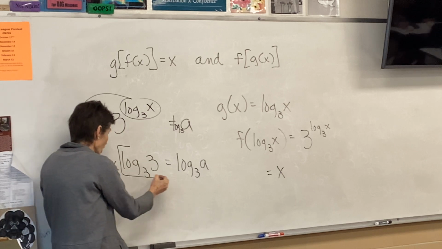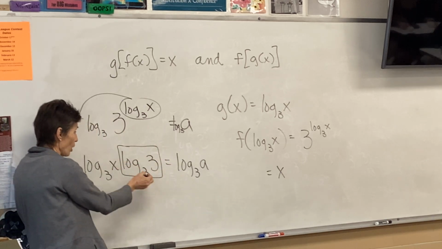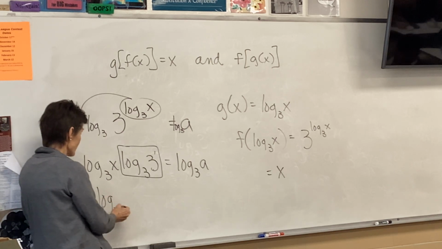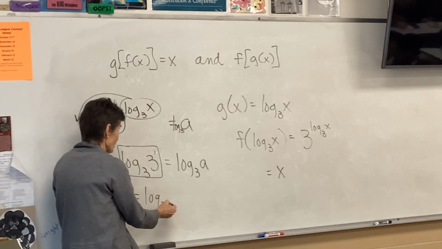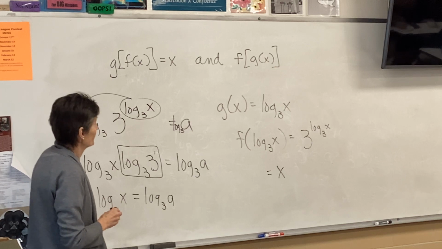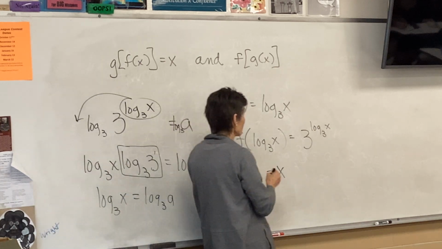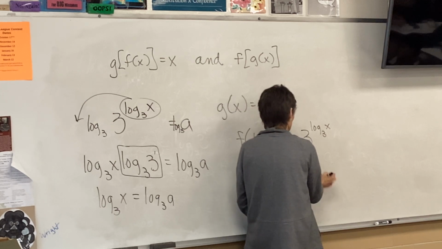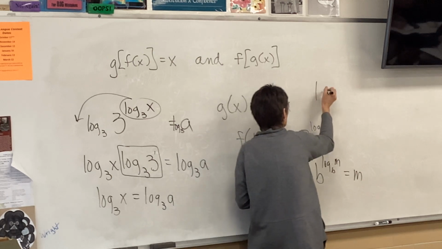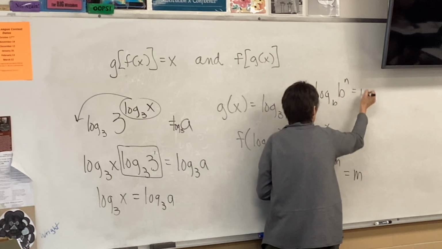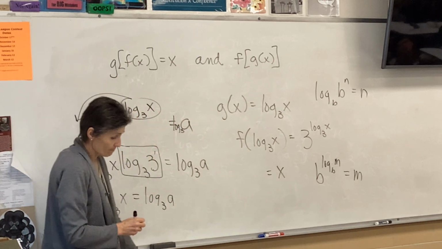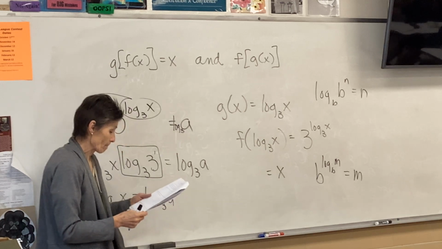Now, we just talked about this one. What is the log base 3 of 3 to the first? 1. So now it says the log base 3 of x equals the log base 3 of a. So what did this thing equal? Yeah, absolutely. Keep those two properties in your back pocket. b to the log base b of m equals m, and log base b of b to the n equals n. Those are valuable and can save you a bunch of time if you recognize them.